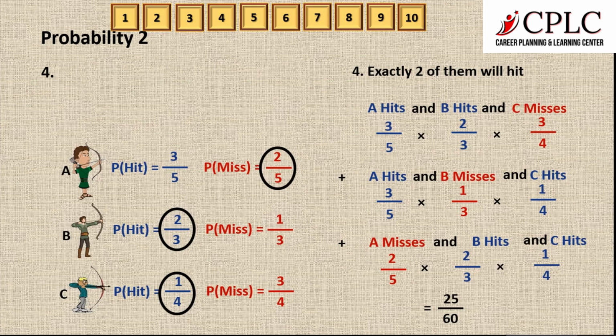So the first answer will be 3 into 2 into 3, which will be 18 by 60. Second answer will be 3 by 60, and third answer will be 4 by 60. So 18 by 60 plus 3 by 60 plus 4 by 60 gives you 25 by 60 as the answer for the fourth one. Reduce by 5, you get 5 by 12, option 2 for the fourth one.